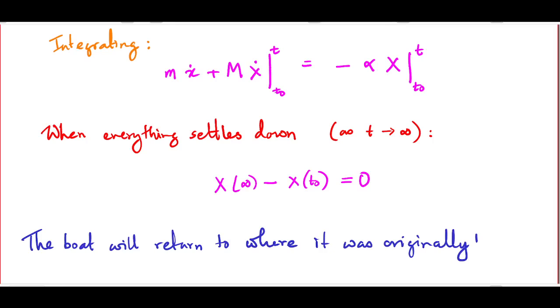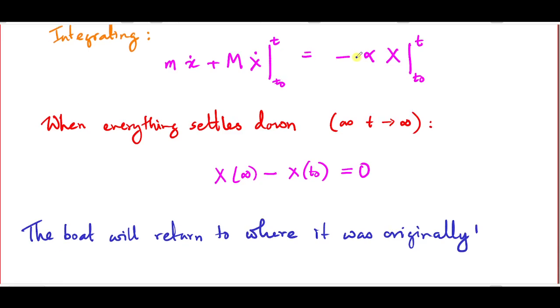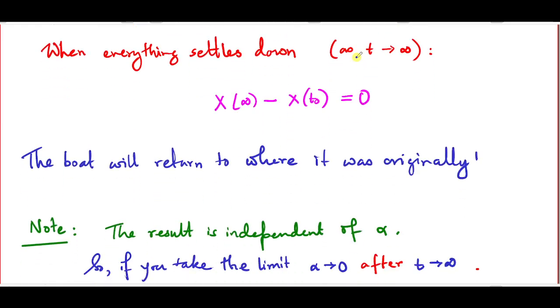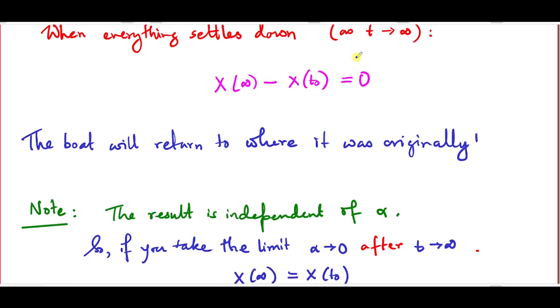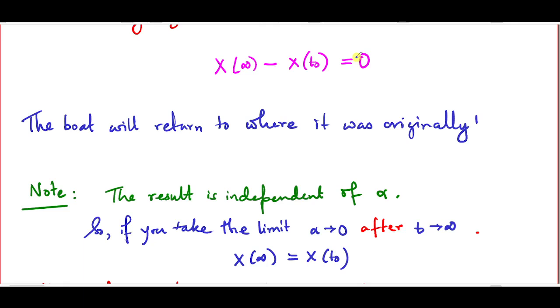The point is, this result that we had obtained, that x at infinity, the position of the boat after everything has settled down, is the same as the initial position of the boat, happens to be independent of the value of alpha, the proportionality constant between the resistive force and the velocity of the boat. And that means no matter how small the value of alpha is, you are still going to get this same result. So if you take the limit of alpha going to 0, after you calculate the value of x at infinity, you will still get x at infinity equals x at t0. And this is what makes the result very surprising.